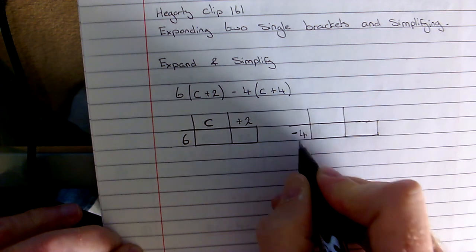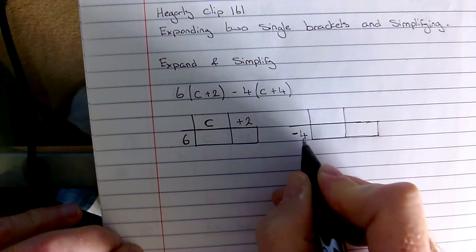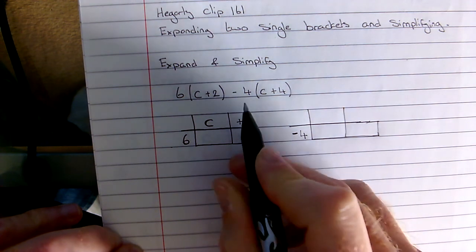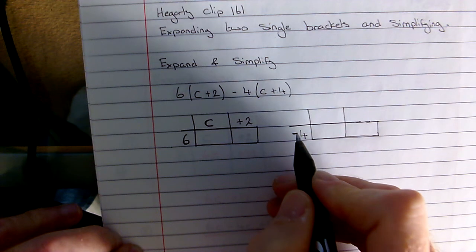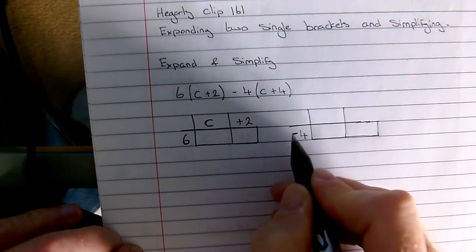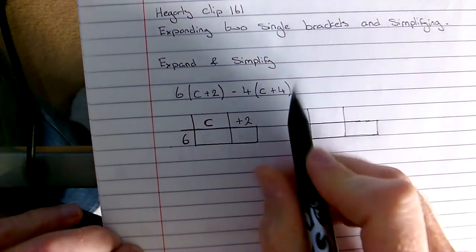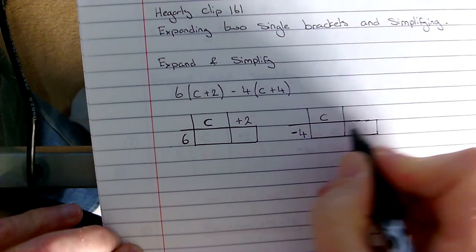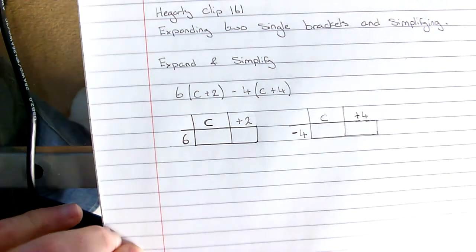So the number that goes outside of the 2 boxes to the left here is negative 4. That's really important, because if that negative doesn't go here, you will get the next 2 parts to this question wrong. So really important that we get that bit right. And as before, the c and the 4 are separate: c over the first box, plus 4 over the second.